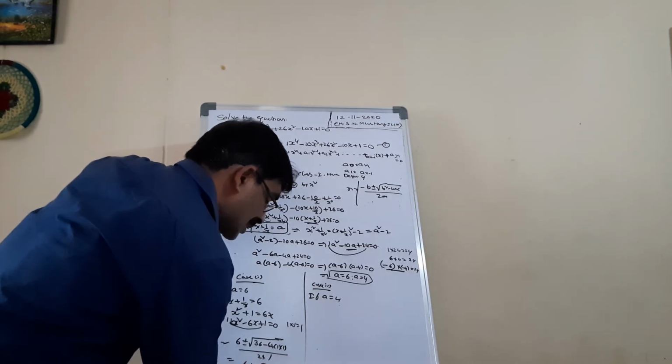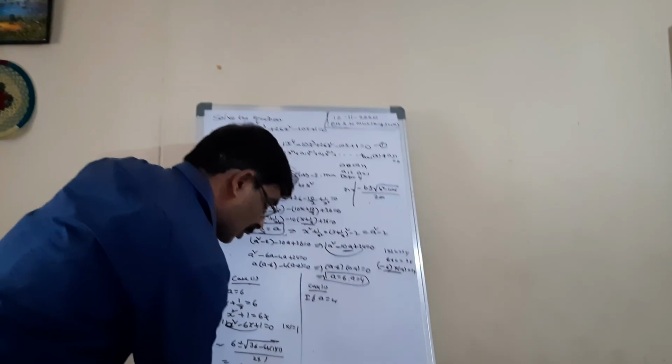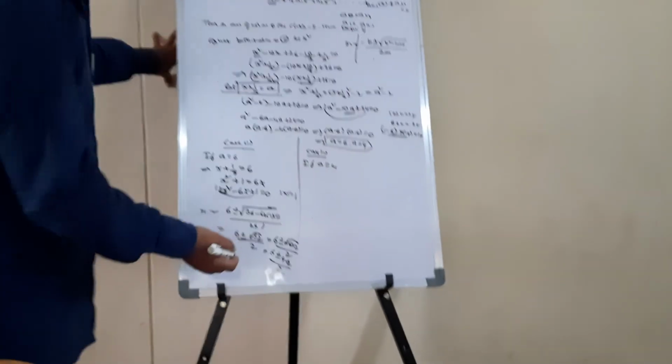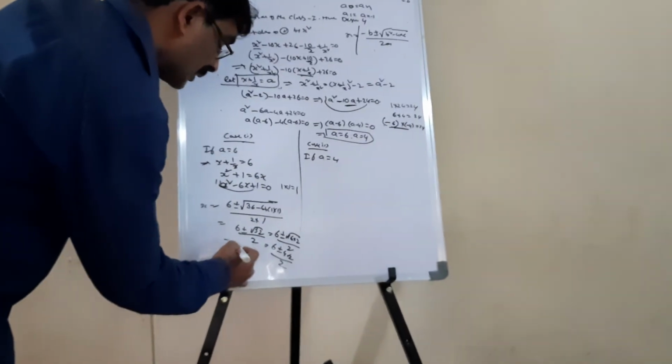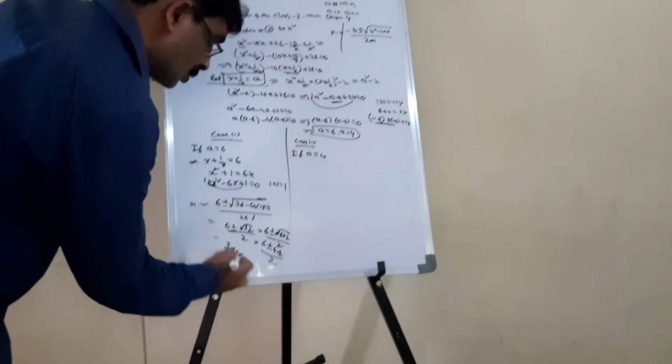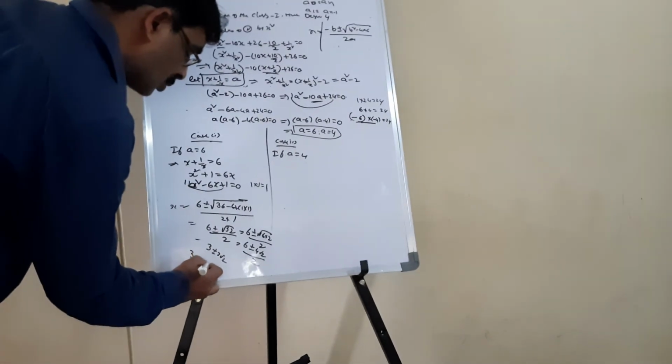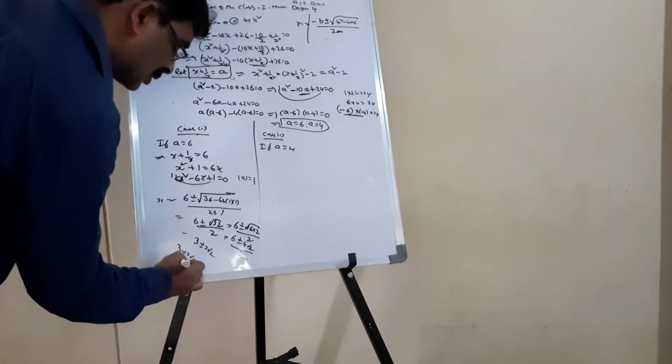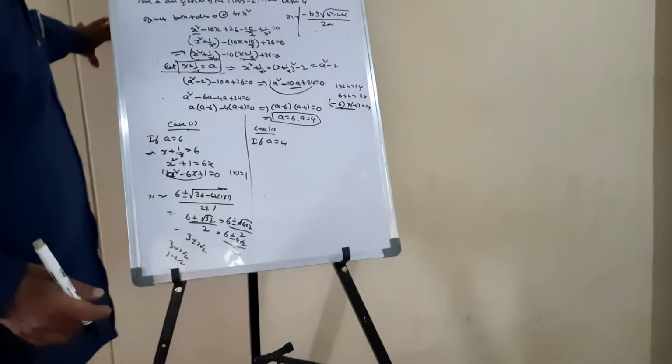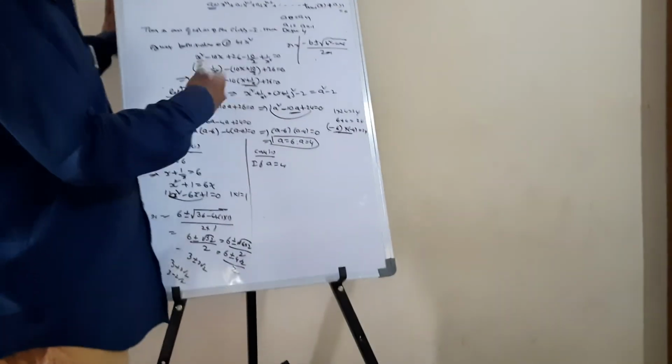6 plus or minus 4 root 2 by 2. Again you take 2 common, so we will get 3 plus or minus 2 root 2, or 3 plus 2 root 2 or 3 minus 2 root 2. This one is simple. Now you take the second case.